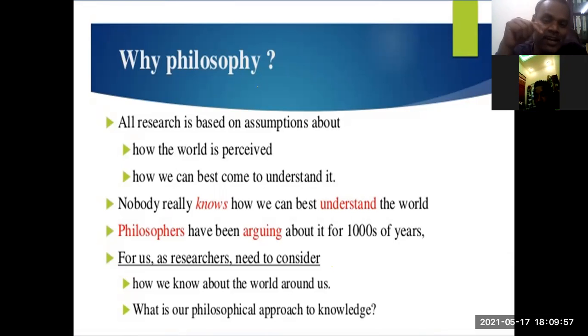So the philosophers have been arguing for more than 1000 years. They are arguing about the importance of philosophy in research. So a researcher needs to consider how we know about the world around us, what kind of philosophical approach we are going to follow in developing the knowledge. So for that purpose, philosophy is very much important.